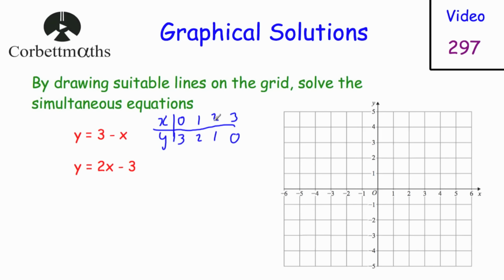So the points on this graph will be (0, 3), (1, 2), so 1 across and 2 up, (2, 1), so 2 across and 1 up, and (3, 0), so 3 across and 0 up, like so. If I get my ruler and pencil, I can draw a nice straight line through those points, and it would look something like this. And that's it. That's the graph for y equals 3 minus x.